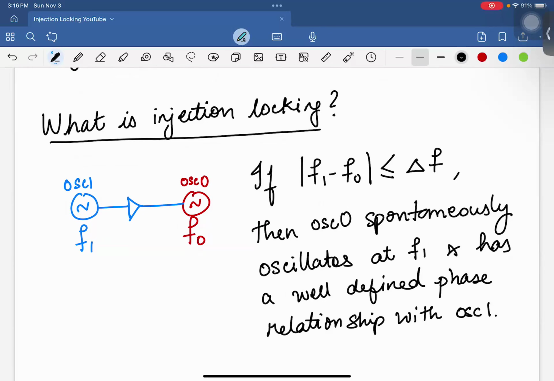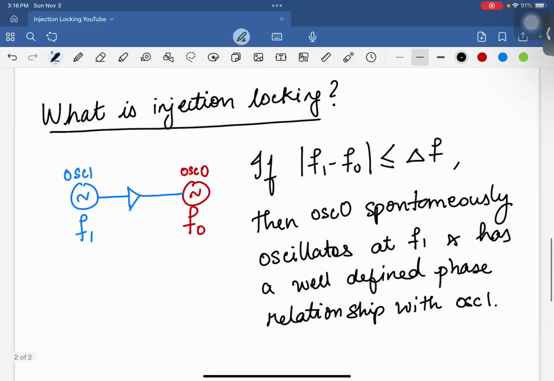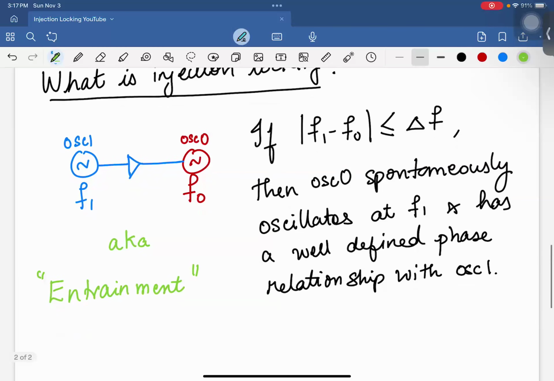So oscillator 0 is oscillating at F naught. You inject at F1 some sinusoidal signal, and then spontaneously oscillator 0 shifts its frequency to F1 and starts oscillating at F1 as long as F1 is close to F naught. So that's the phenomenon of injection locking. In circuits, at least, it's known as injection locking. In the general nonlinear dynamics literature, this phenomenon is also known as entrainment. So the name is different, but it's the same phenomenon.